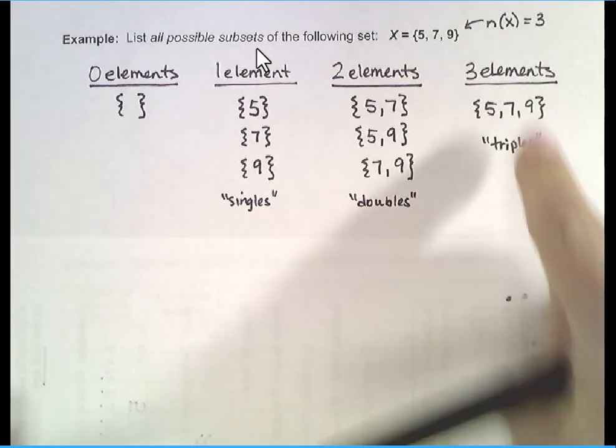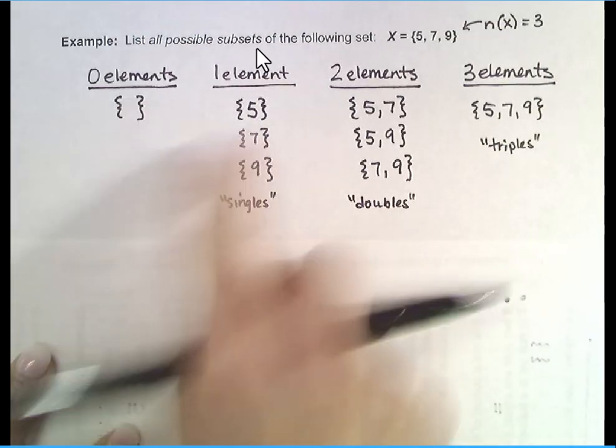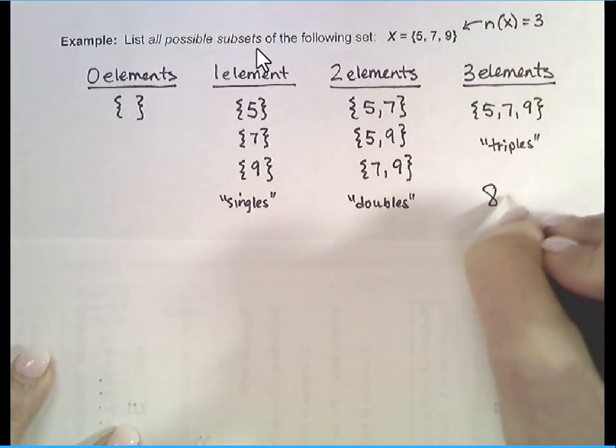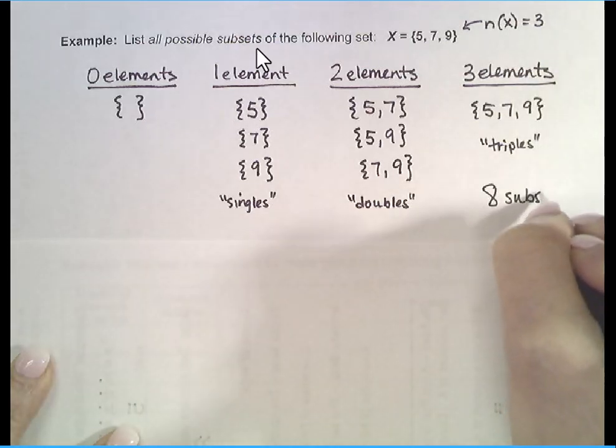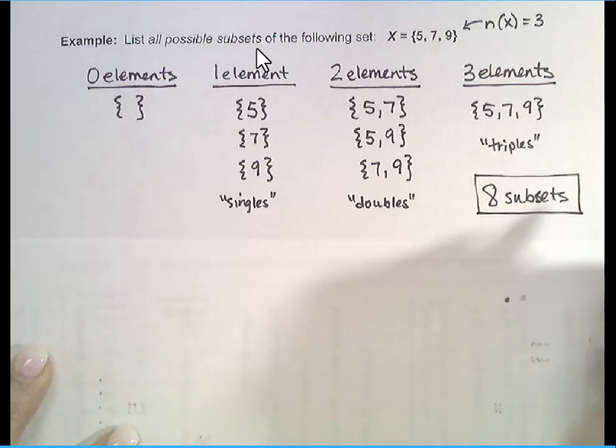And if you change the order, it's not a different set, so don't bother changing the order. Just leave it like that. So how many possible subsets do we have? Well, let's count. 1, 2, 3, 4, 5, 6, 7, 8. There are 8 subsets that can be created from these 3 elements.